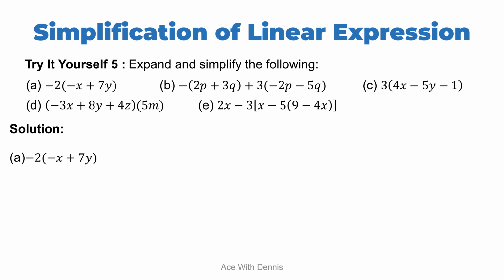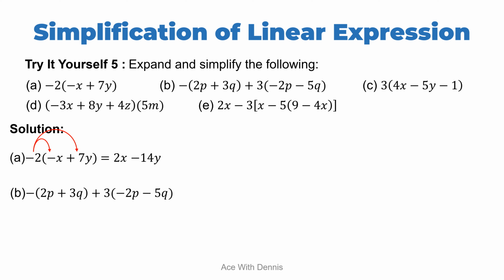So here's the solution for A, negative 2 times negative x plus 7y. So negative 2 times negative x, we have positive 2x. Negative 2 times 7y, we have minus 14y. Hence 2x minus 14y is the answer.